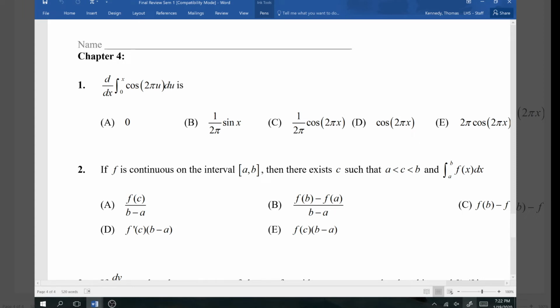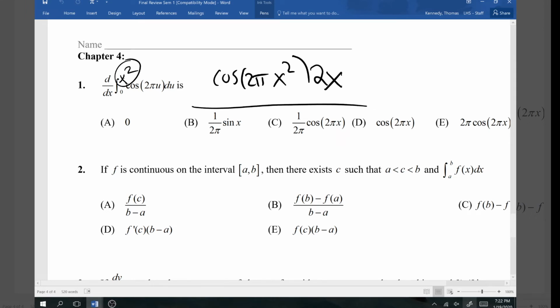And here's the deal. So if I made this a little trickier, if I made this an x squared up here instead of just an x, we plug in that x squared, so we get cosine of 2 pi, and instead of u, x squared. But instead of just ending here, I actually have to multiply by the derivative of x squared, which is 2x. And this would be our answer if I had put an x squared up there. So there is a little bit of chain rule that you have to do here.